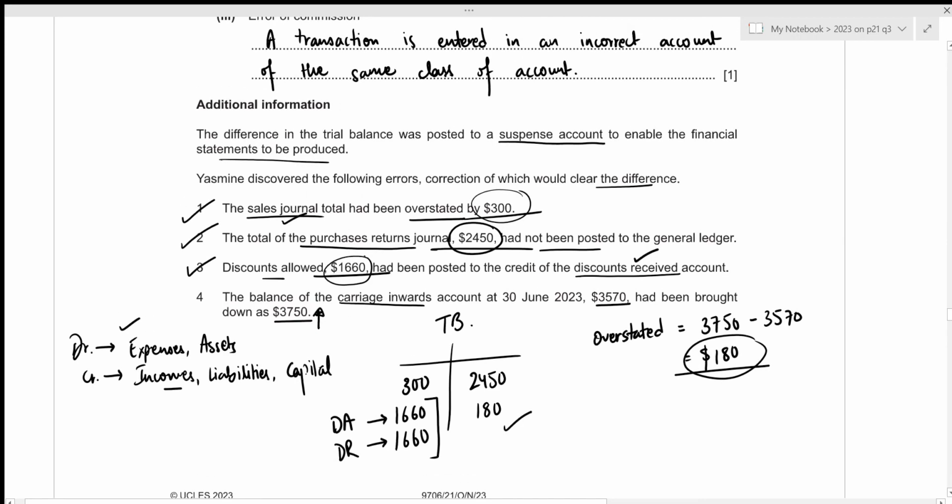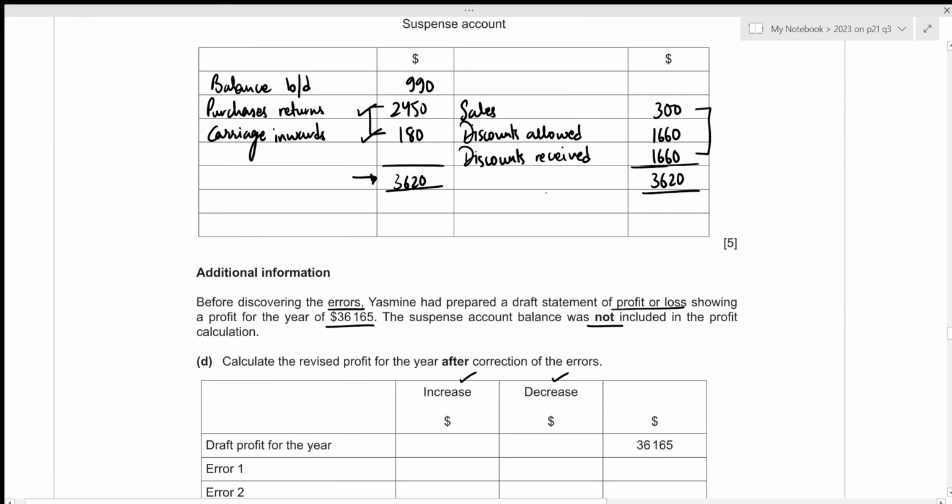The first error was that our sales journal had been overstated. Whenever something is overstated, we have to remove it. So that's a subtraction. And remember, while calculating our profit, we add the sales. So that's an addition. And a subtraction and an addition results in a subtraction again, which means that in order to rectify this error, we just need to subtract the amount of 300. So this 300 will go towards our decrease column.